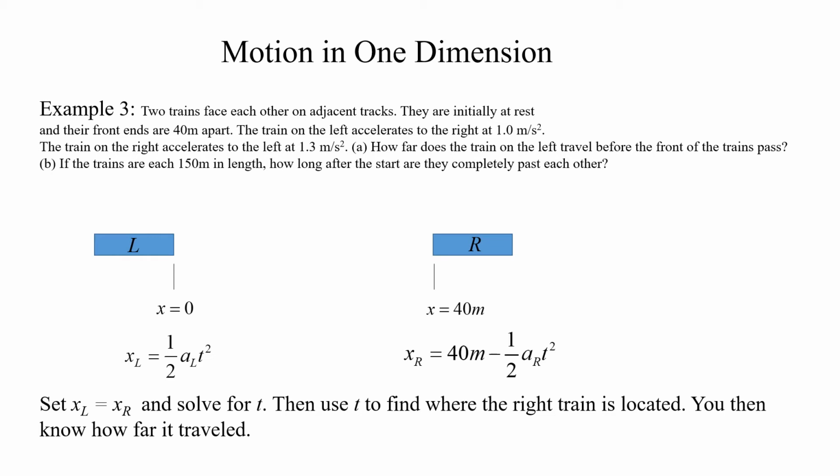All right, so now I've got the position as a function of time for the left train and the position as a function of time for the right train. So they meet each other when those two positions are equal. So I set x_L equal to x_R and solve for t. That will give me the time that they meet. Once I know the time that they meet, then I can plug that into the x_L equation and get how far the left train traveled in that time.